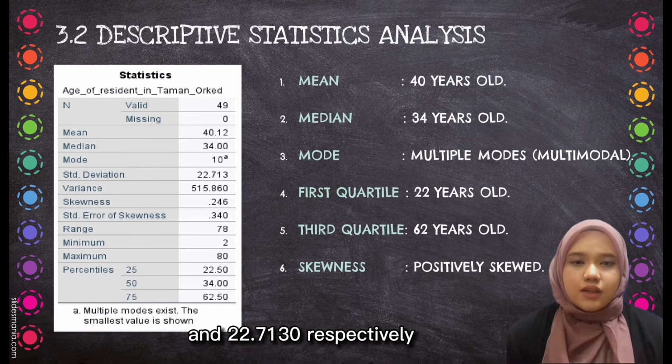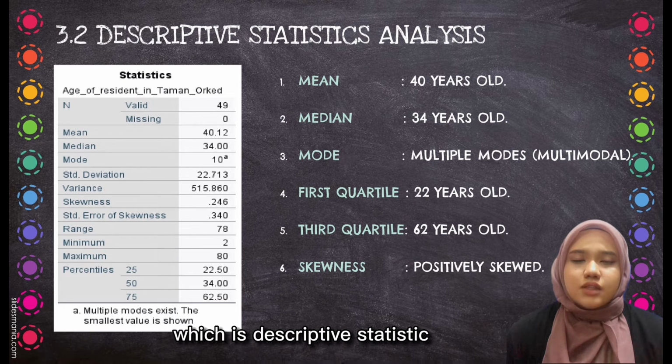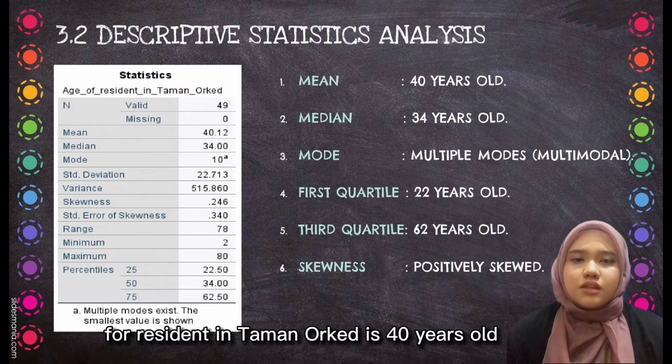22.7130 respectively. Next, we move on to 3.2, which is descriptive statistic analysis. For mean, the average age for residents in Taman Orchid is 40 years old.